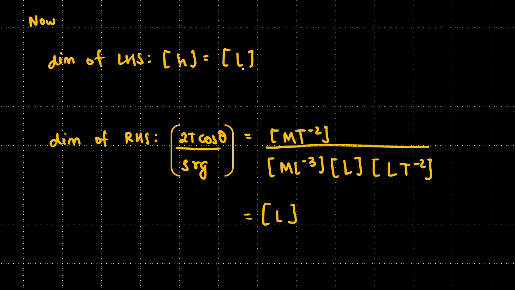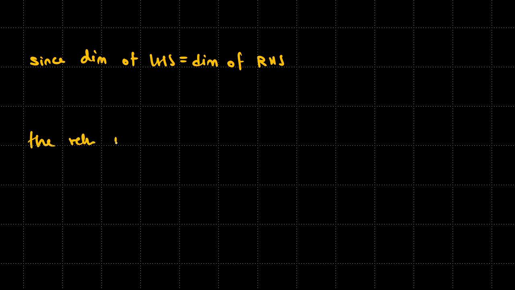As you see, the dimension of LHS and RHS match. So we can conclude that since the dimension of LHS equals the dimension of RHS, the relation is dimensionally correct. It may not be physically correct, but it is dimensionally correct. But in this case, it is also physically correct.